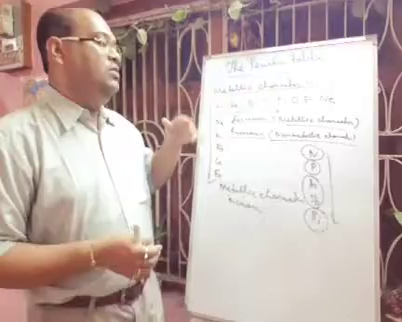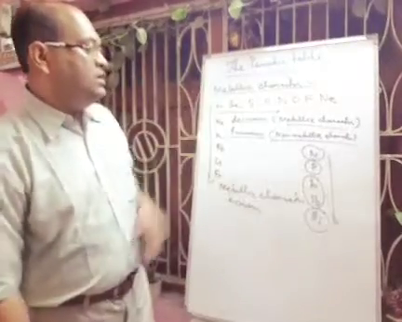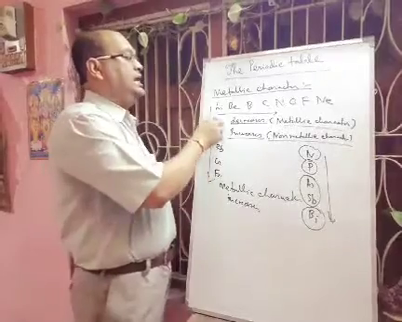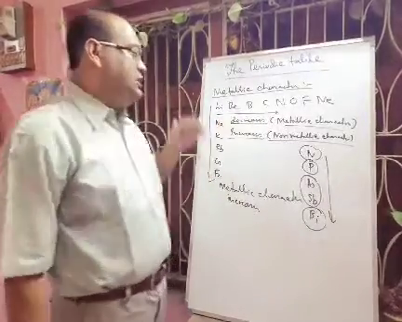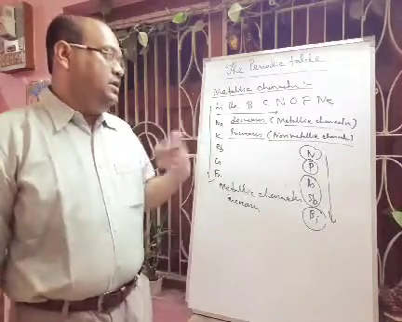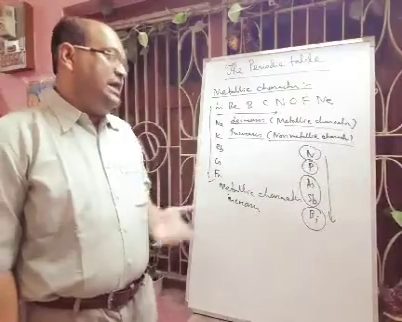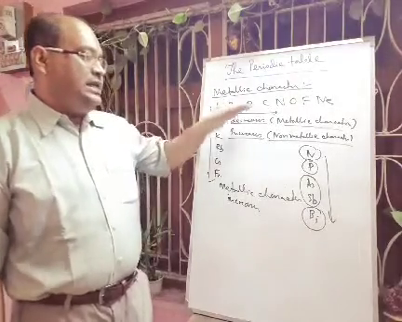But whenever you are moving left to right in a period, in the same period, what is happening? Metallic character decreases, non-metallic character increases. So lithium oxide, beryllium oxide will be what type? They will show basic character, and the basic character decreases.